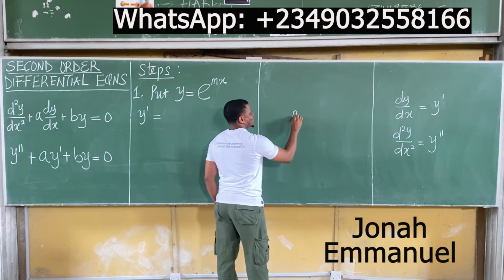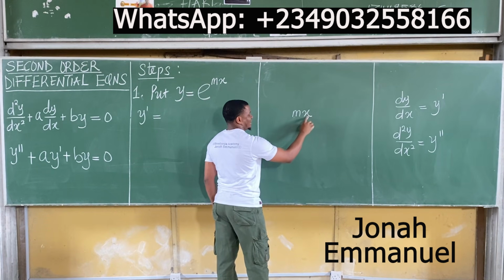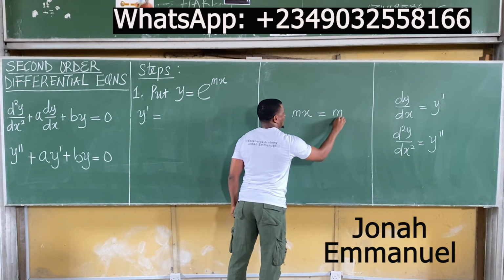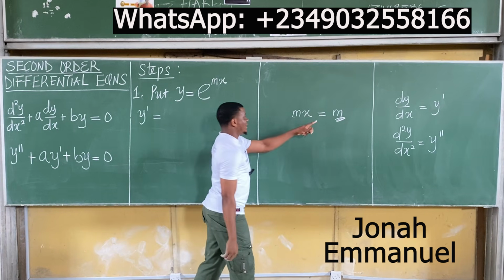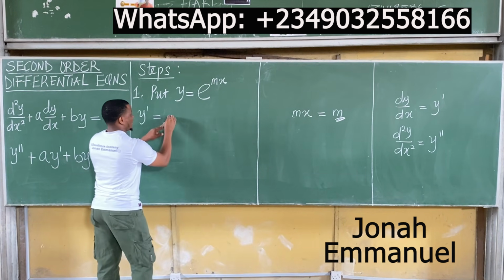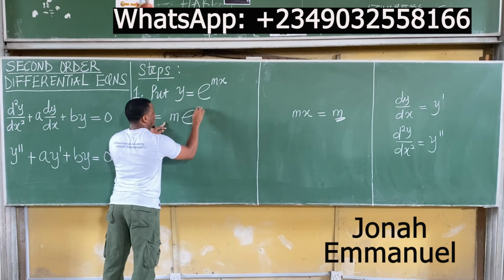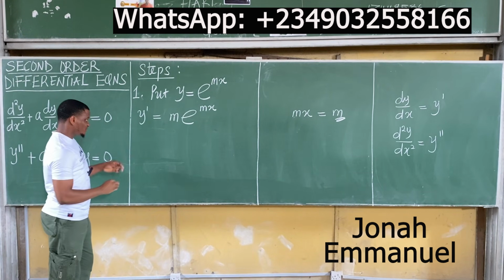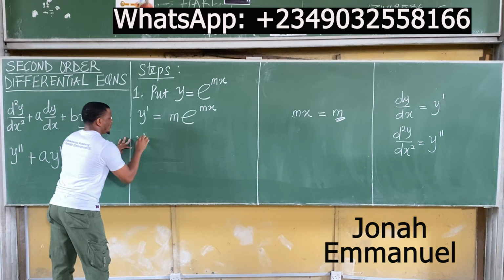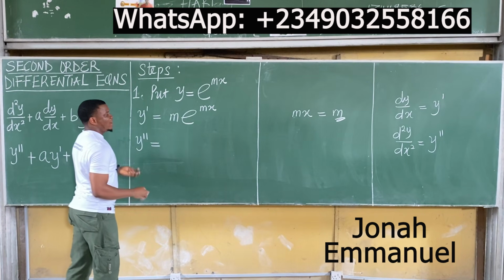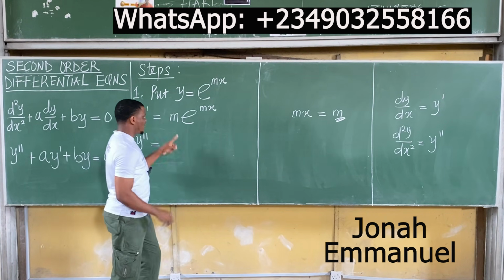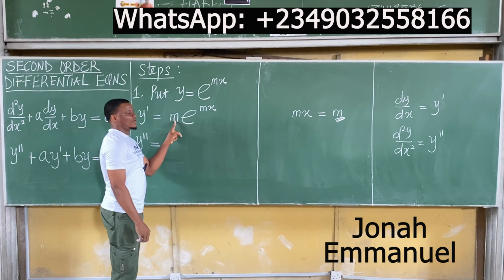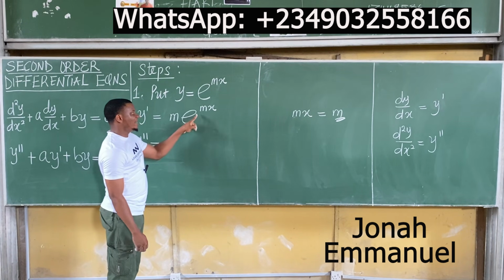If I differentiate mx, what do you get? You get m. Now attach m to this. It becomes m exponential mx. So that's your first derivative. Let's get the second derivative, y prime prime. For y prime prime, let's differentiate this. Of course, m is a constant, so keep it pending.